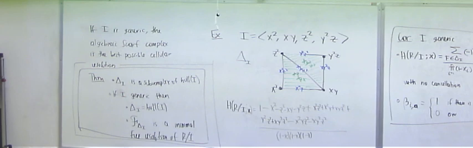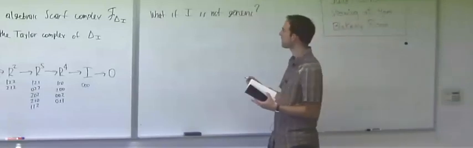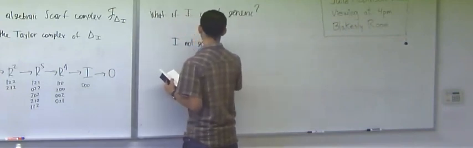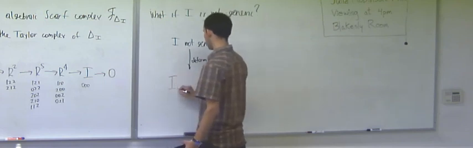ideal. Okay? Let me show you a different way to deal with a non-generic ideal, and this will be a way to check some of your answers. Okay? So what if I is not generic? Well, we do the same thing as with the staircases. You just move things a little bit to make yourself generic. So I not generic, then we deform into an ideal that is generic.